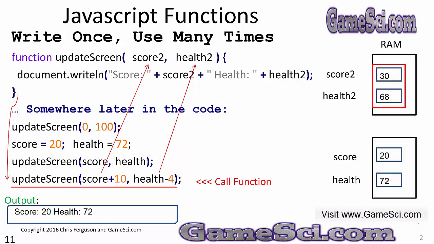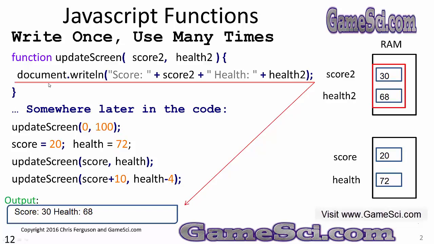So score currently contains a 20. If I add 10 to 20, I get 30, and I send 30 as the argument to the parameter score2, and you can see score2 has a 30 in it. I'm also going to do a little math on health. Health currently contains a 72. I subtract 4, and I pass the argument 68 to health 2, and you can see a 68 showed up in the parameter health 2.